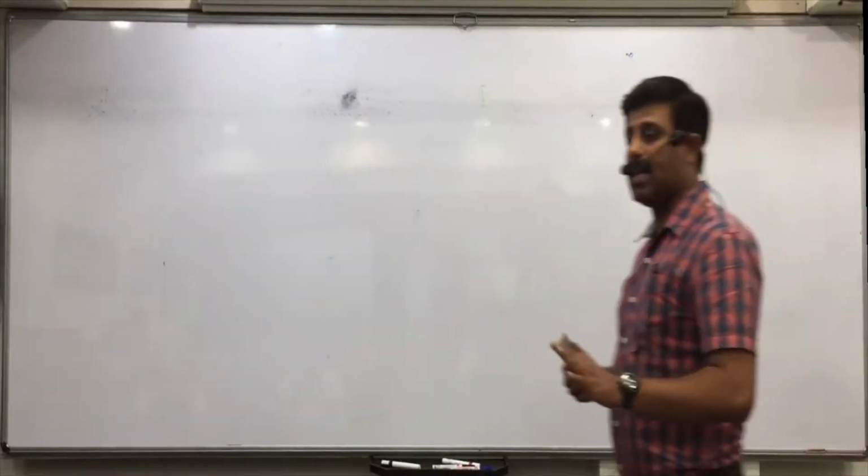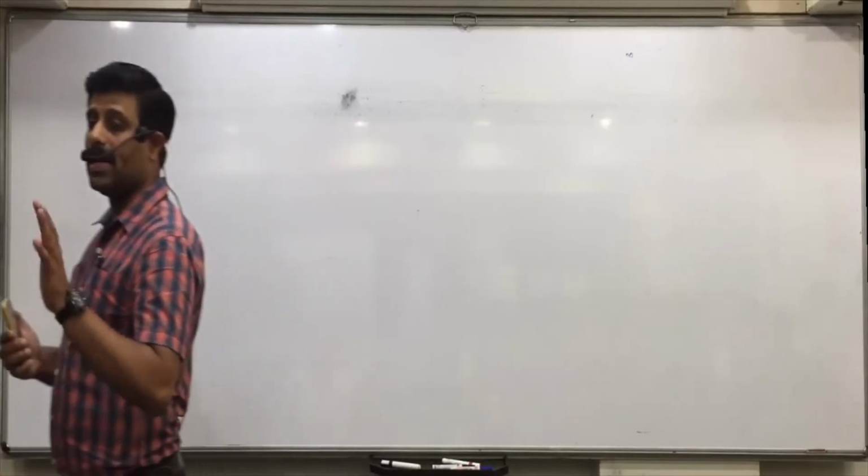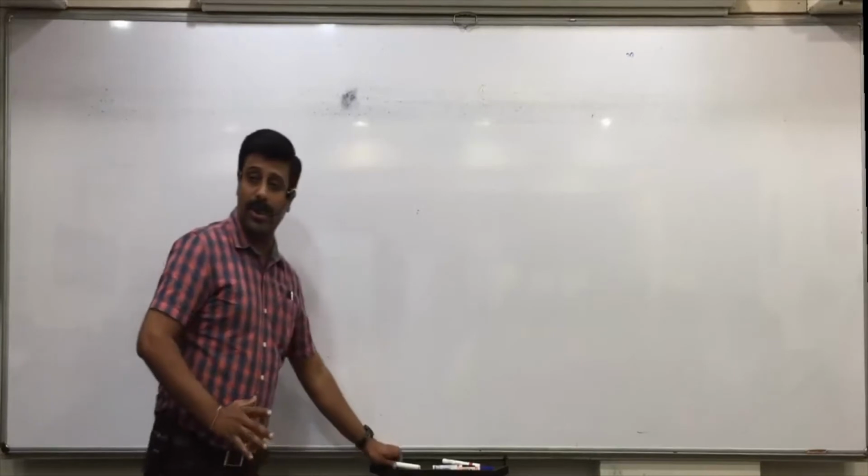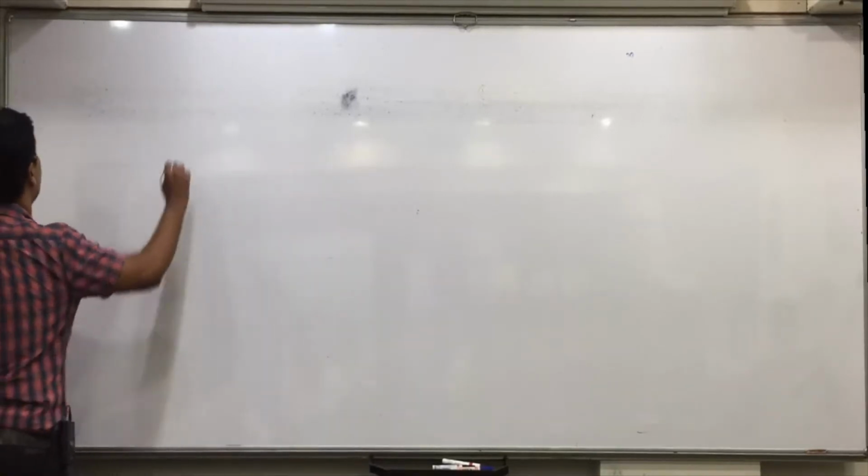x minus x bar, y minus y bar upon square root sigma x minus x bar whole square into square root sigma y minus y bar whole square. So we'll study this formula. Take out your notebooks. First, we will write this formula which we are going to study today in long questions.